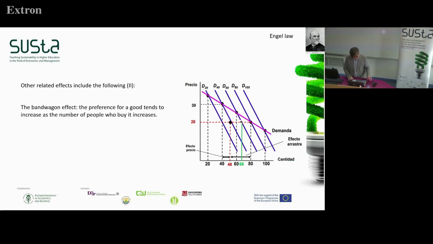And the other effect is the bandwagon effect. In Spanish, "culo veo, culo quiero." How would you translate that? The more have the more one, right? "Bum I see, bum I want." You understand the joke? This is the bandwagon effect. The preference for a good increases as the number of people who buy it increases. iPhone.